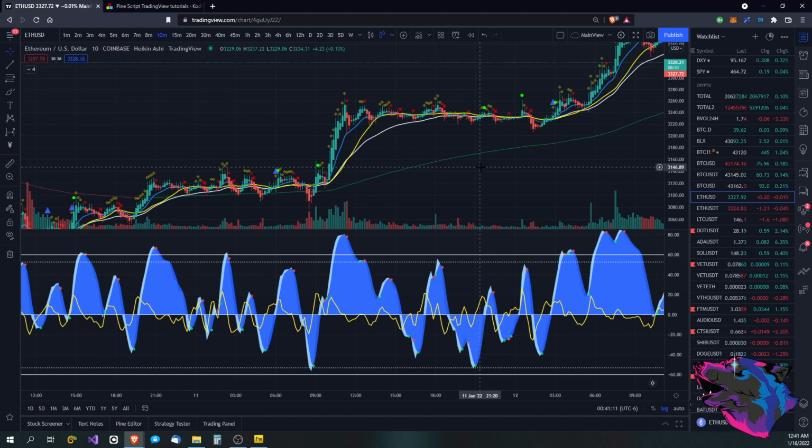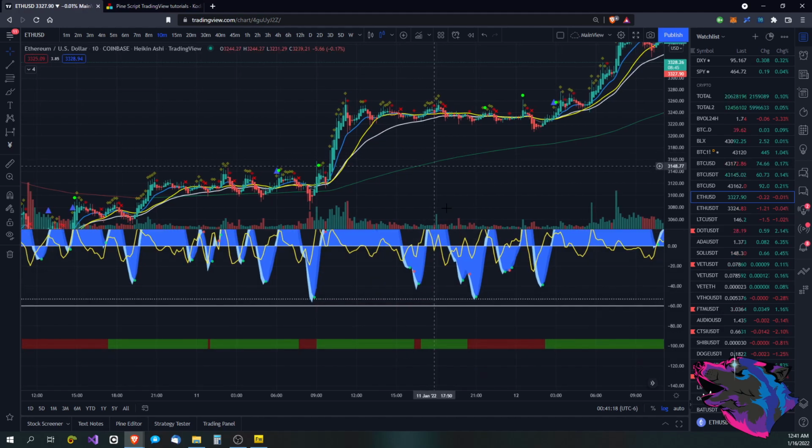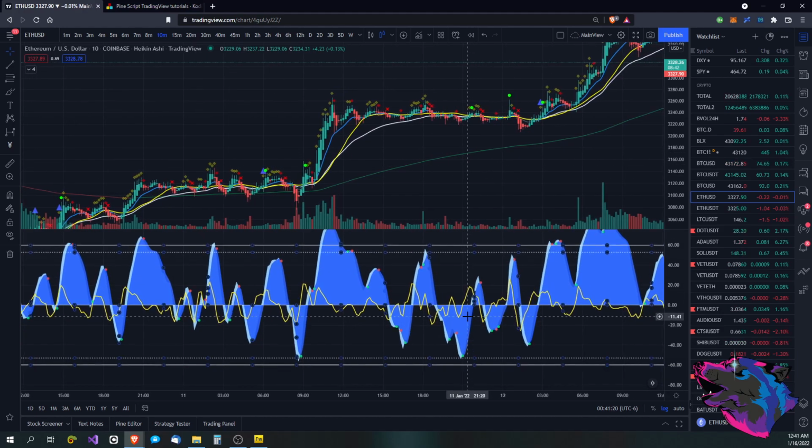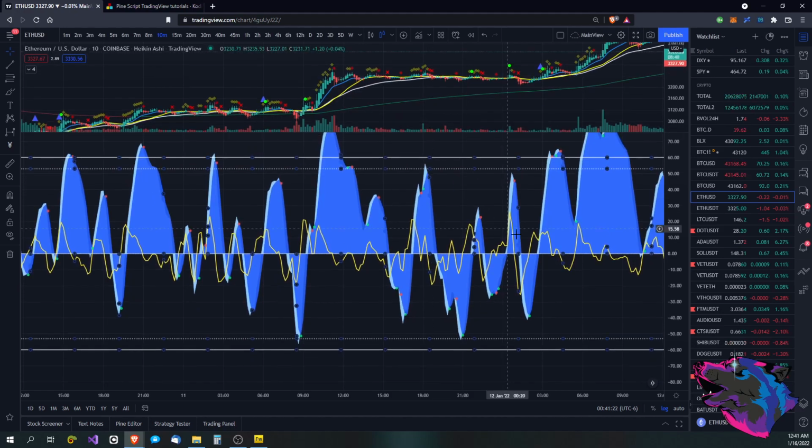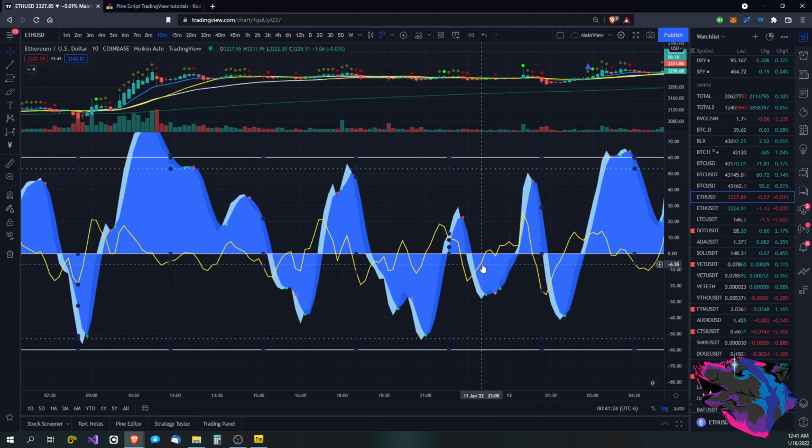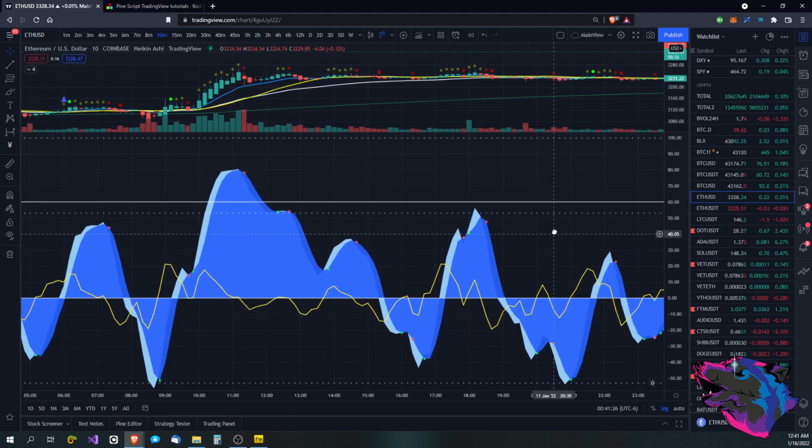All right. So, breaking down the waves themselves. Zooming in a little bit here so you guys can see.